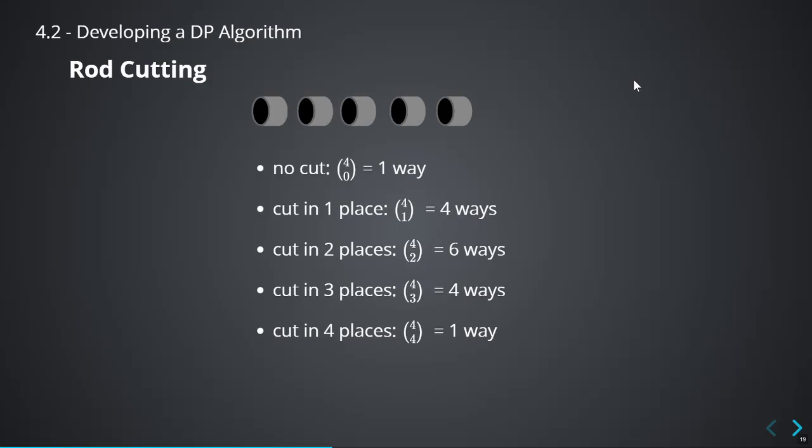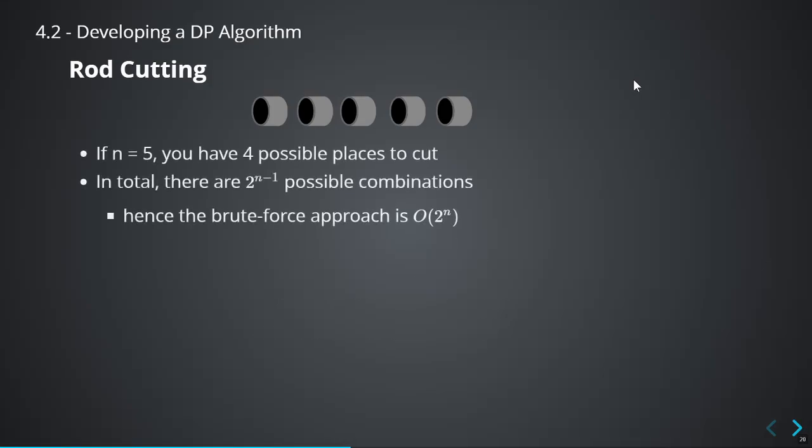This is just combinations. So if n equals 5, if you have rod length 5, then you have 4 possible places to cut. So if you give me a rod of length n, you have 2 to the n minus 1 possible combinations. So if you try to brute force this, that's your complexity. It's going to cost you 2 to the n. So definitely not something that you want to brute force, because this is exponential in complexity.